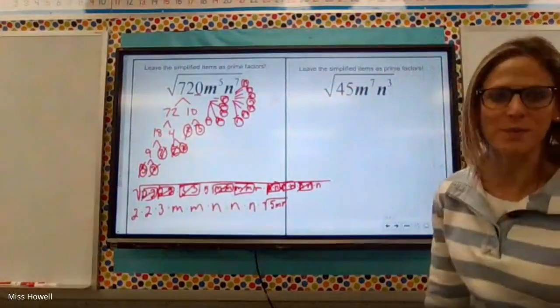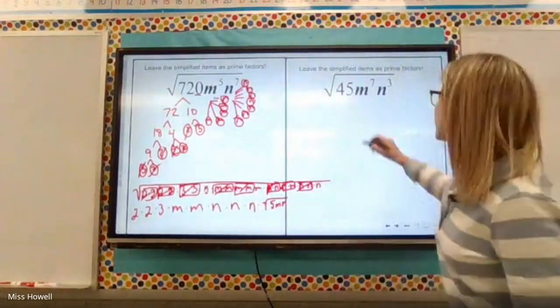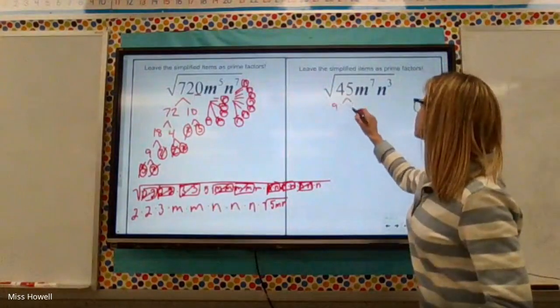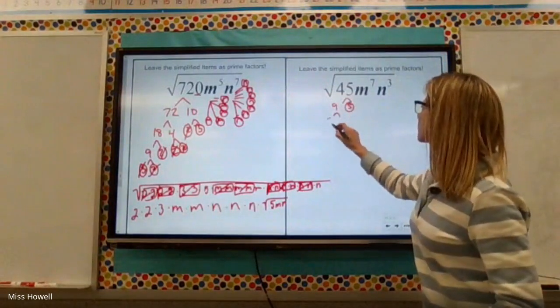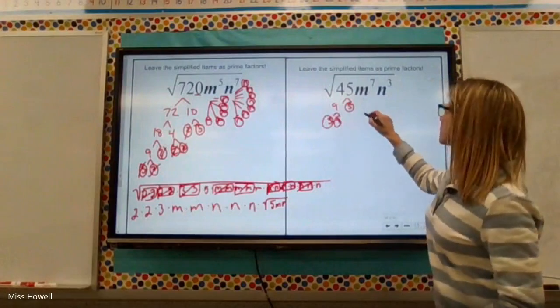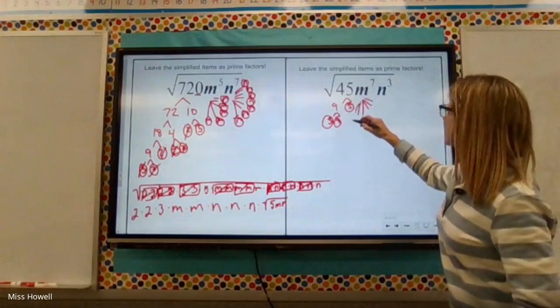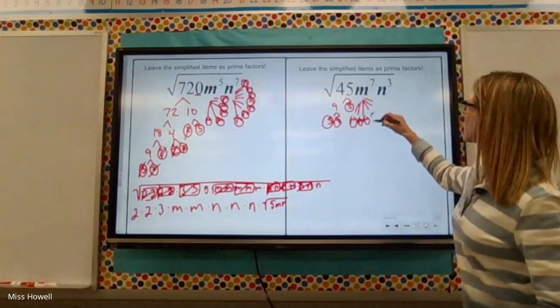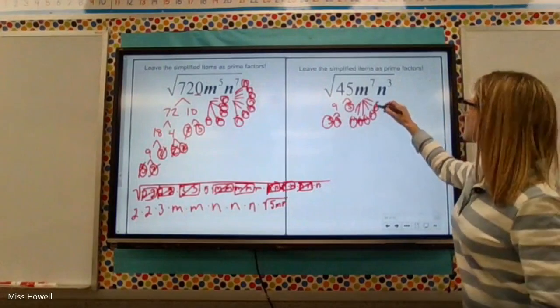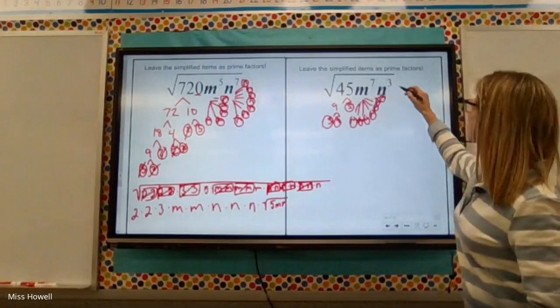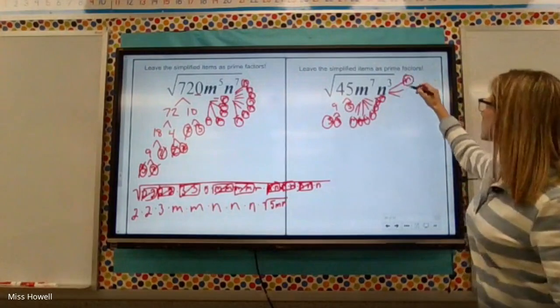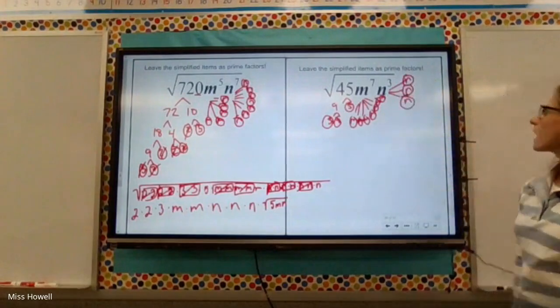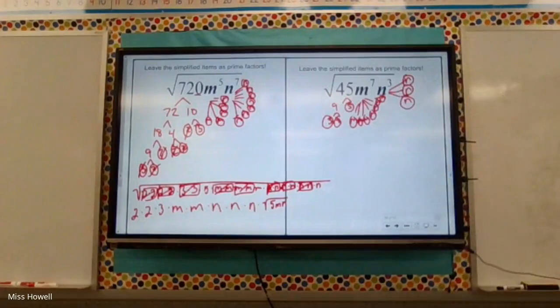45 is not a perfect square. All right, so we have to do our tree here. All right, 9 and 5. 3 and 3. Done, done. 7 of these: 1, 2, 3, 4, 5, 6, 7, and 3 of these guys: 1, 2, 3. All right, let's put it all back together.